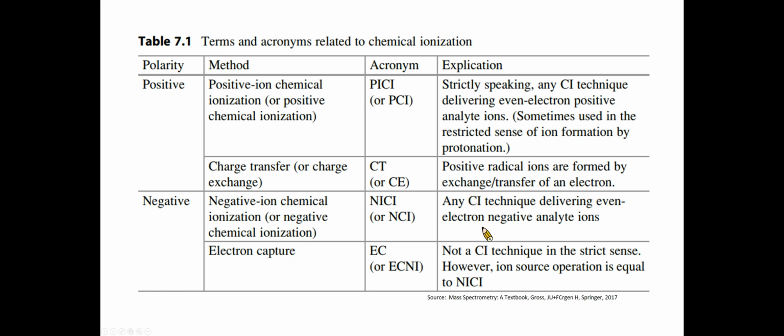A few other conditions may occur during chemical ionization, including negative ion chemical ionization and electron capture. Negative ion chemical ionization refers to the technique that delivers even-electron negative analyte ions. Electron capture, strictly speaking, is not a CI technique, but the ion source operation is equal to NICI.